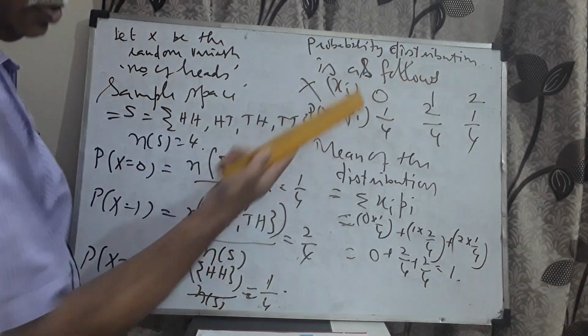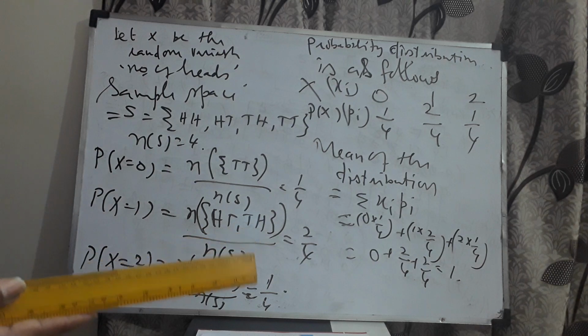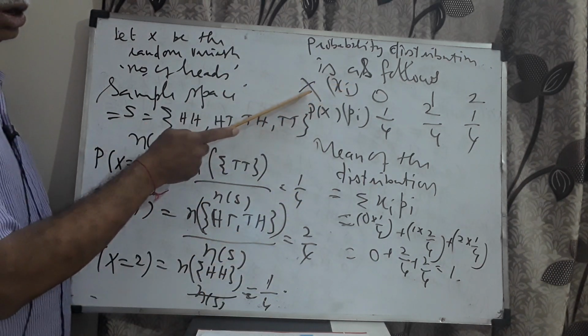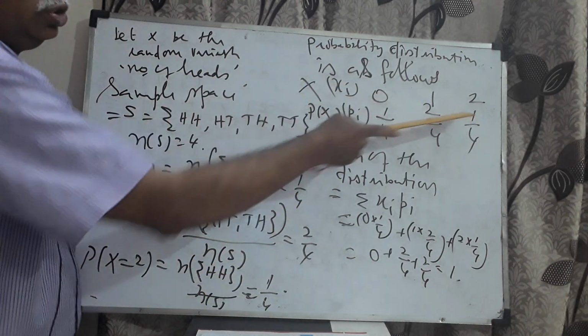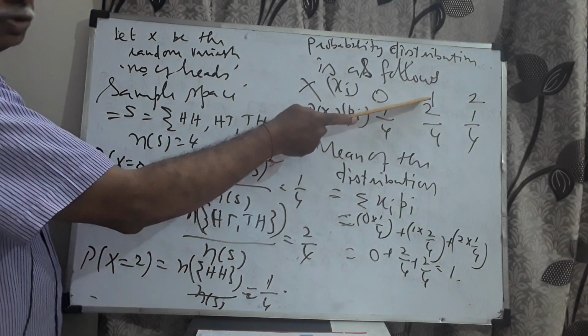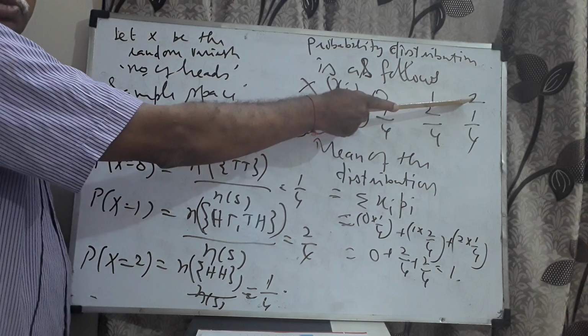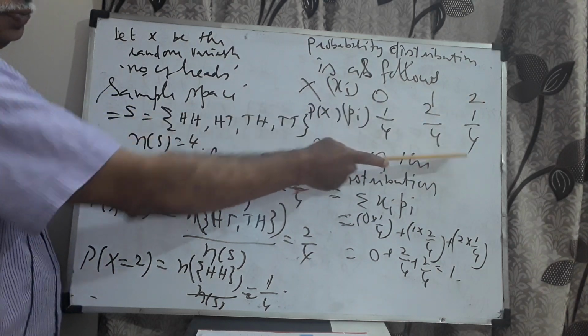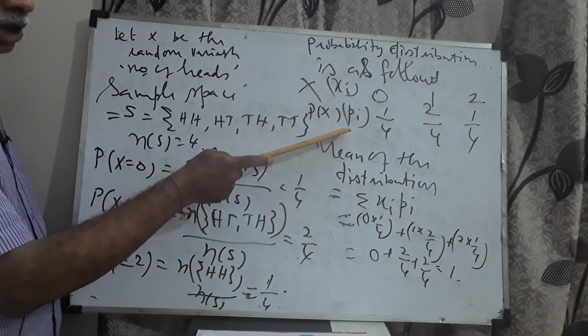For the probability distribution table, you can write it either way. I'll write x and p of x here: 0, 1, 2. The probability for x equal to 0 is 1 by 4, for x equal to 1 is 2 by 4, and for x equal to 2 is 1 by 4. I write this as xi and this as pi.